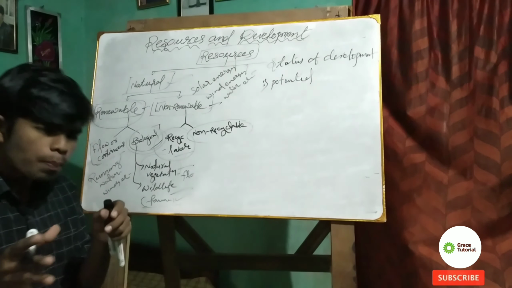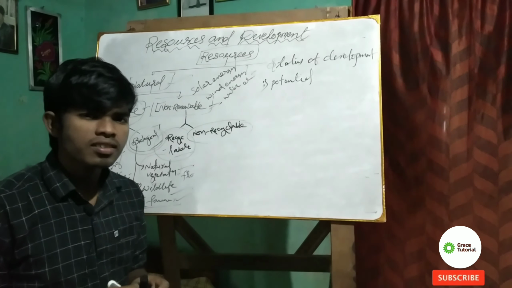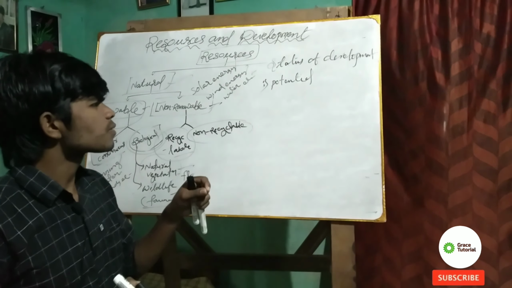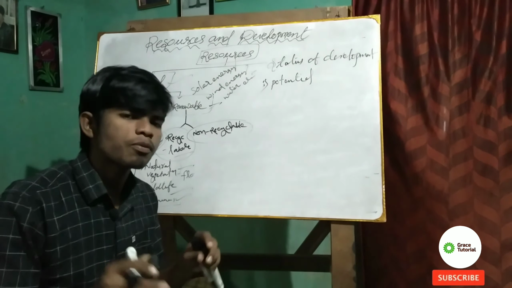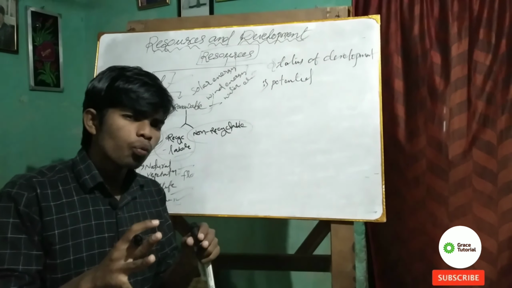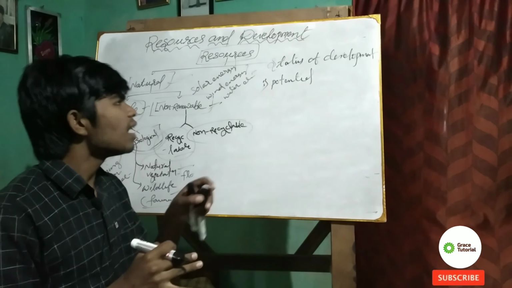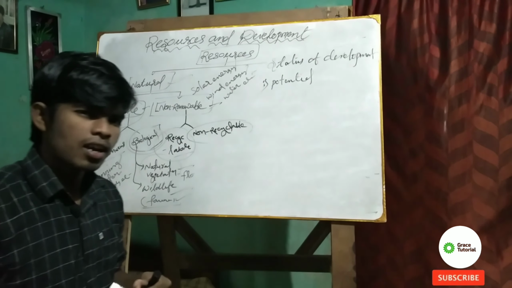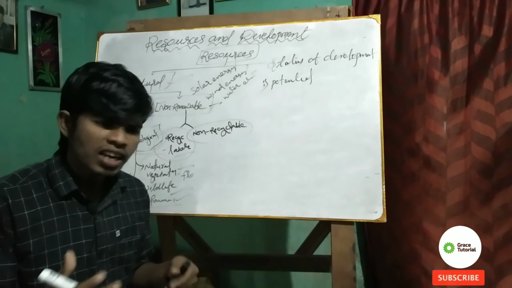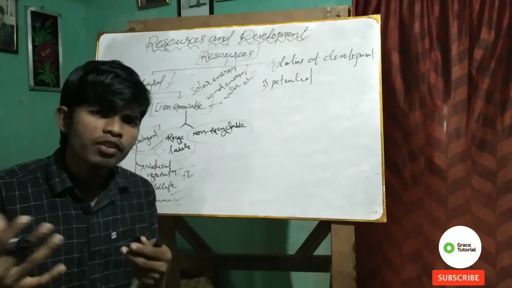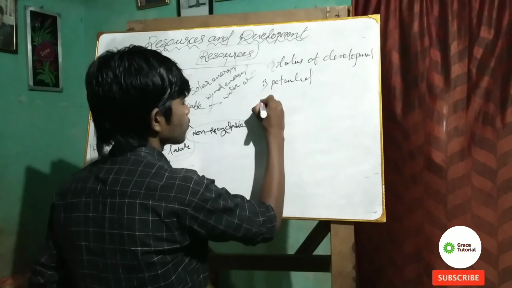So what do you mean by potential resources? Those resources which are abundant in a region but have not been developed properly are said to be the potential resources. For example, the solar and wind energy in Rajasthan and Gujarat, the tidal waves on the coasts of India, etc. are resources that come under the potential resources.